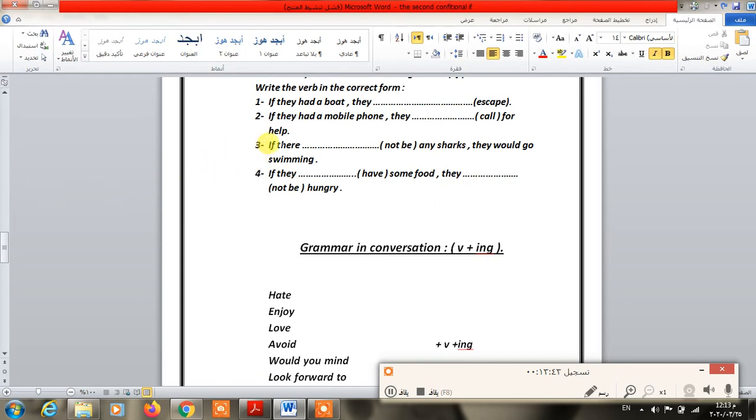Okay, if there were not any sharks, the second sentence, they would go swimming. Would go, so the first sentence will consist of past. Excellent. So the right answer is if there weren't any sharks, they would go swimming.